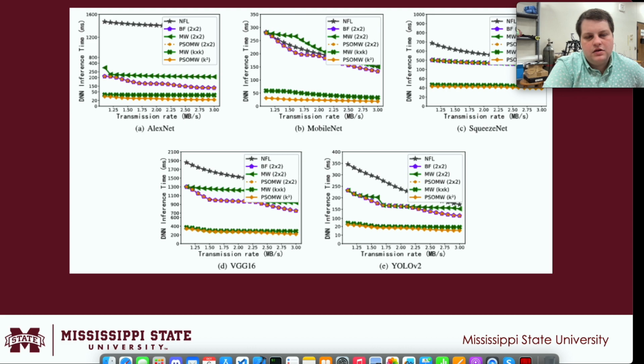Furthermore, this shows the effectiveness of particle swarm optimization minimum weighting in lightweight DNNs like AlexNet, MobileNet, and YOLO V2, where it reduces DNN inference times by significant margins. Even the heavyweight DNNs like VGG16 and SqueezeNet benefit greatly from the heuristic approach with particle swarm optimization and minimum weighting, with average DNN inference time reductions of 534 milliseconds and 1251 milliseconds respectively. This demonstrates the effectiveness of the heuristic approach across a wide range of neural network architectures.